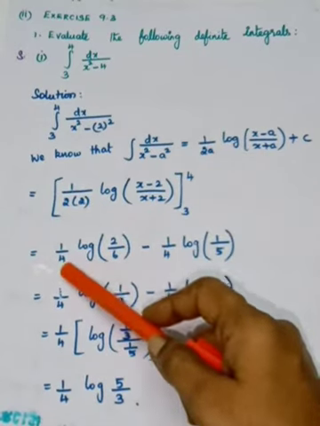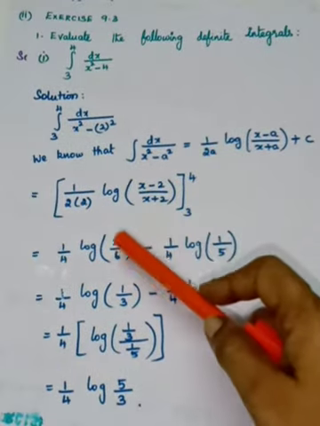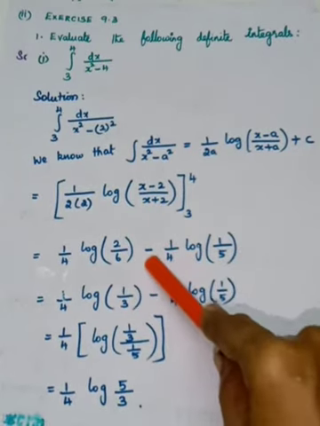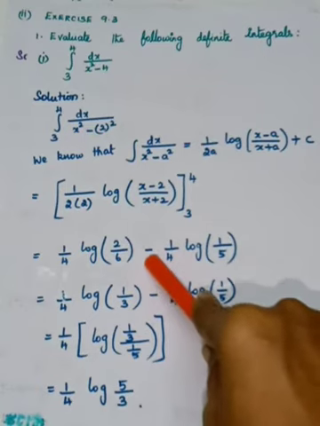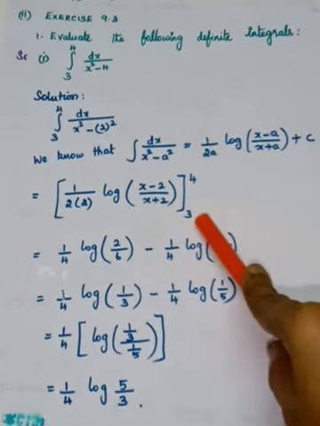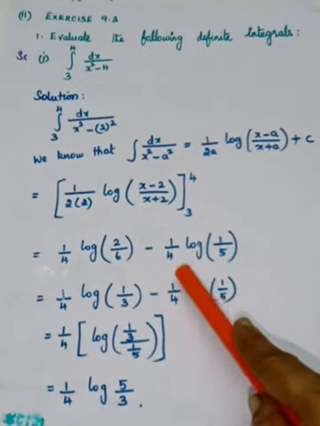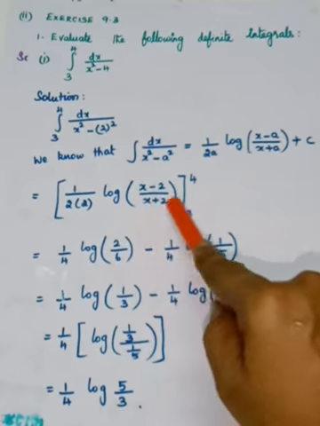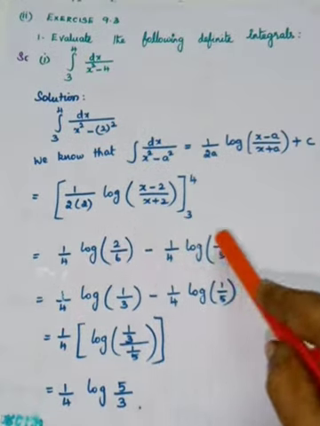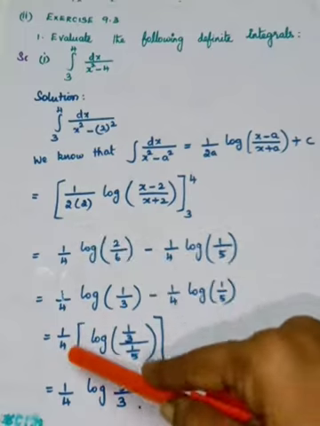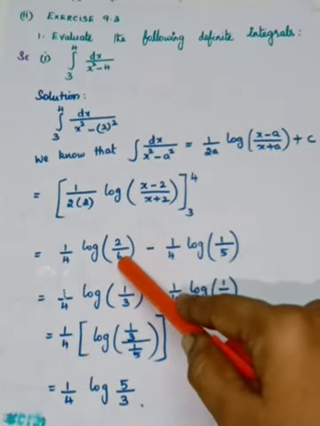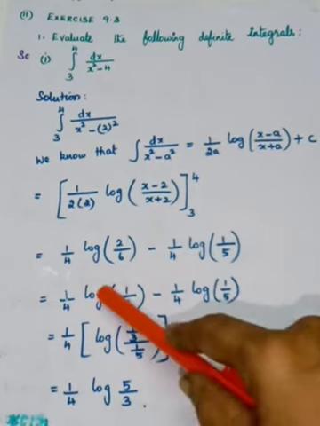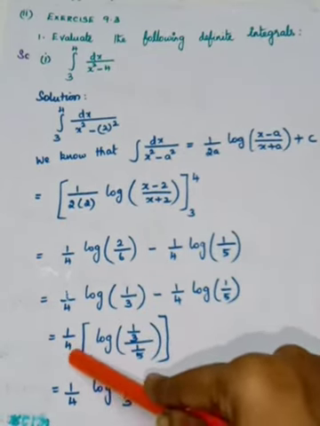So it is 1 by 4 log of 4 minus 2 is 2 divided by 4 plus 2 is 6. Next, in between you write minus. Then you apply the lower limit. Lower limit is 3. So it is 1 by 4 log of 3 minus 2 is 1 divided by 3 plus 2 is 5. From these two, what is common? 1 by 4. So 1 by 4 can be taken out. When you simplify, log of 2 by 6 is 1 by 3, and here you have 1 by 5.